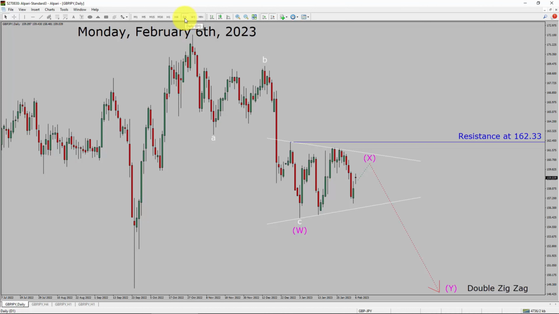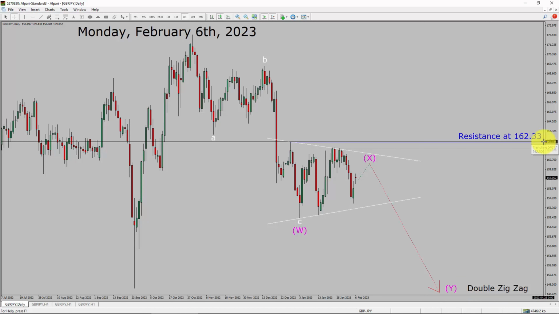Inside daily time frame, the trend is down in pound yen pair. Daily time frame resistance is present at 162.33 price level. Price action is most likely going to move sideways to complete bullish wave X pullback. After that, I expect bearish wave Y double zigzag leg.